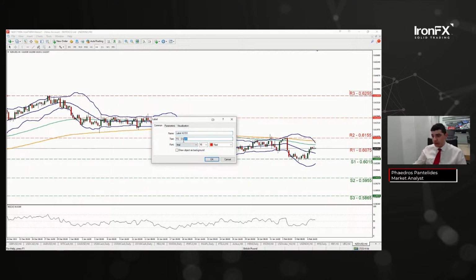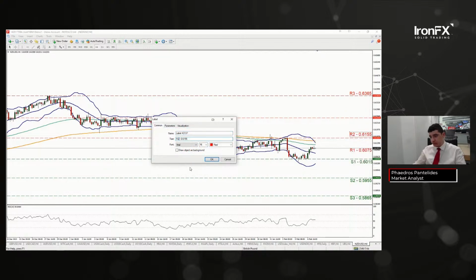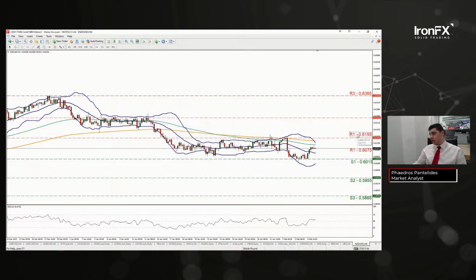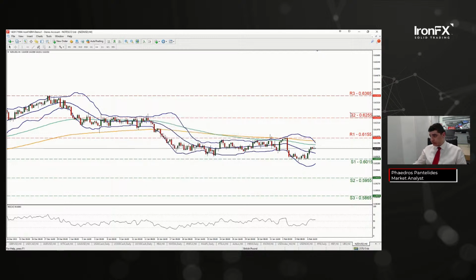Let's just adjust R3. So this becomes R1. And then for R2, 0.6255. Then we've got S1, S2, and then S3. You can have a look, perhaps take a screenshot. Reflect these on your charts and see how it moves. Perhaps it validates or stays in between S1 and R1.